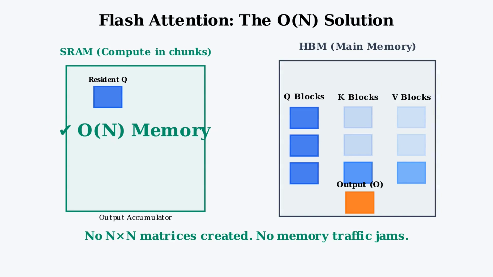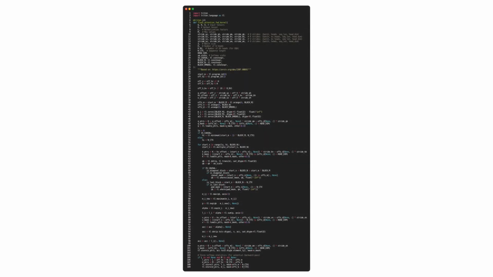It never even exists entirely at one time. But to make this physical trick work, we need a mathematical trick to compute softmax in chunks. That's the online Softmax algorithm. Now let's write this in Triton. We'll go through the inner loop line by line, and we'll put the exact math equations right next to the code, so you can see the online Softmax algorithm in action.